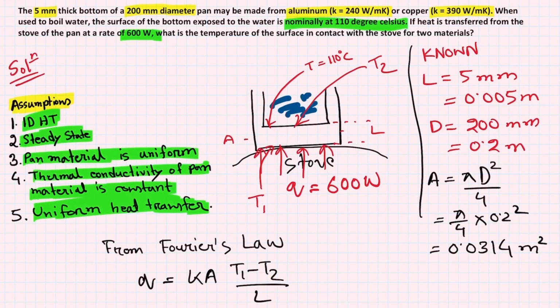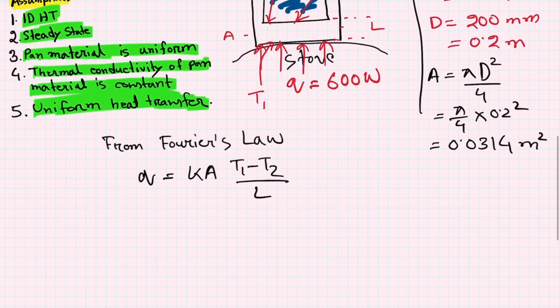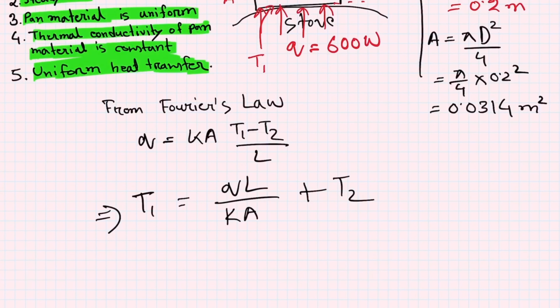So this 110 degrees Celsius we knew is actually T2. Now we know both T2 and the location of T1, that is, the surface which is in contact with the stove. So now we can find the value of T1. We are going to change this equation a little bit to put T1 on the left hand side and all the known quantities on the right hand side, and put in the values of every quantity.